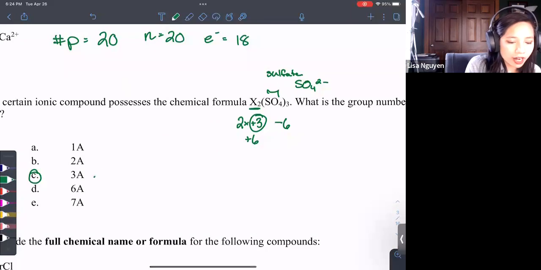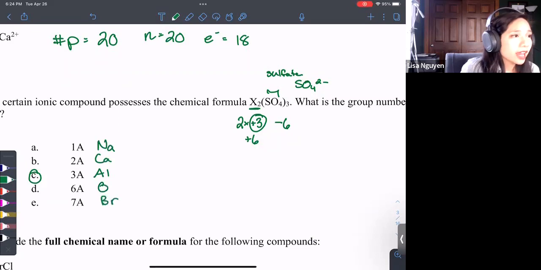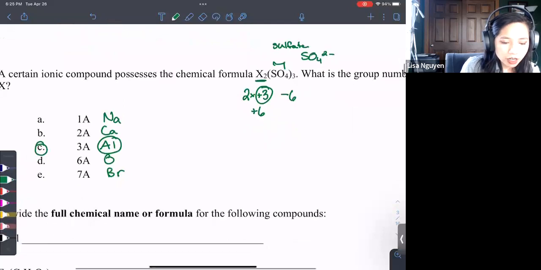So that is the answer. Or this question could have something like aluminum, calcium, sodium, oxygen, bromine, or something like that. And I could ask, okay, what is the identity of X in this formula? And the answer would still be the same. We would pick aluminum because aluminum is a group 3A element. It typically loses 3 electrons. Okay, so there we go.